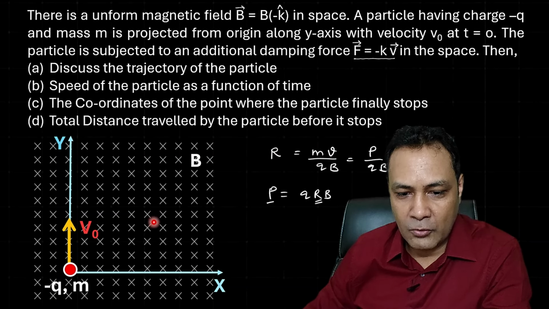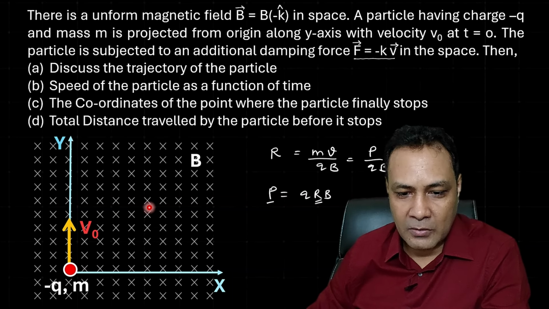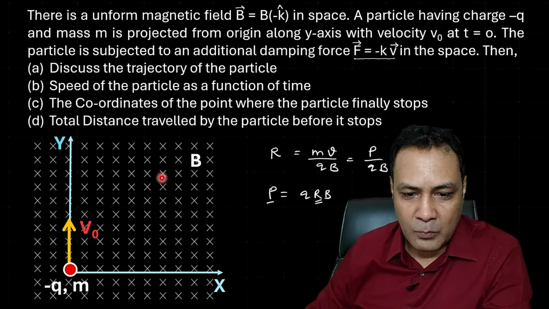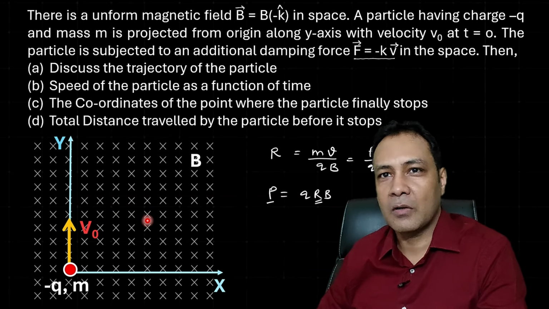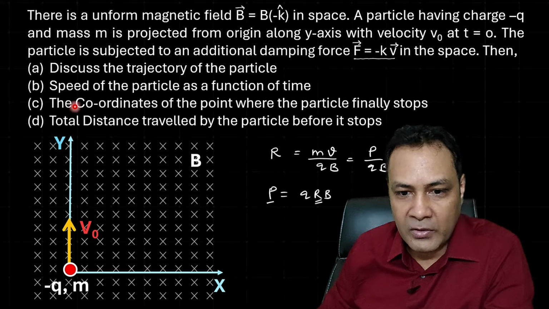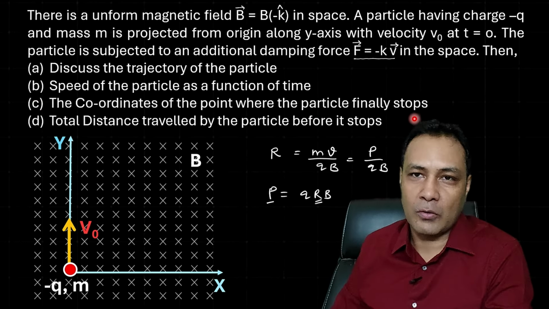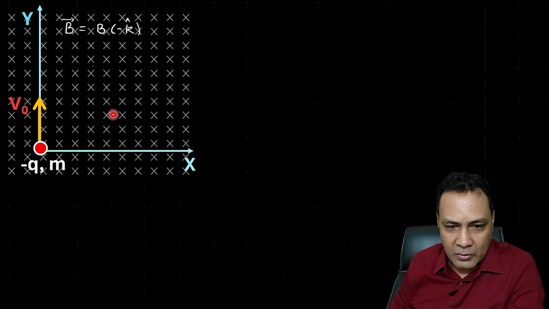Intuitively, it looks like something you might have done in a kinematics question. It may take infinite time to eventually come to a stop, but that point would be a finite point, so it will stop at a certain point. So first we will find the coordinates of the point where the particle finally stops. So let's go to the next page.